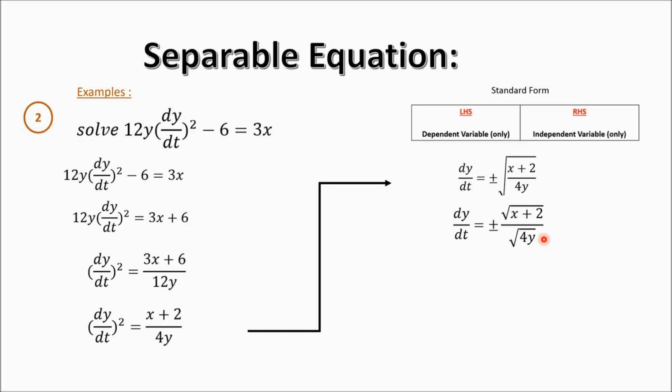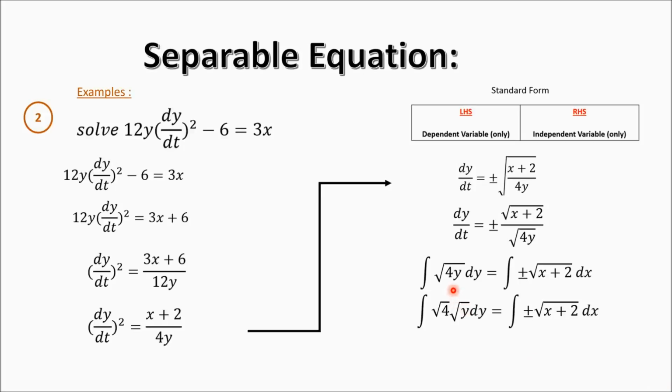Now we can go ahead and separate the dependent and independent variable. We'll start off with the square root of 4y. Now that we have the two answers of integration, square root 4y and plus minus square root x plus 2. We can now break the square root of 4y into square root 4 times square root y. We can go ahead and simplify it, which will give you 2 square root y dy equals plus minus square root x plus 2.